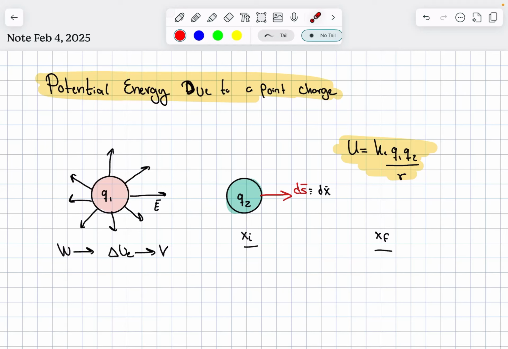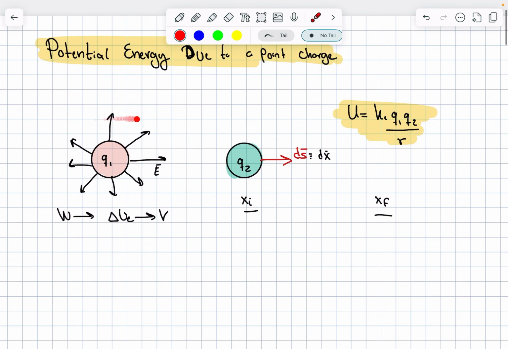So we would like to figure out an equation that describes the potential energy due to a point charge. This is what the equation is going to look like at the end of this video. So here we describe Q1 to be our source charge, so it's creating this electric field, right? And Q2 is going to feel this electric field, and it's going to go in the positive x direction away, if this is positive and this is positive.